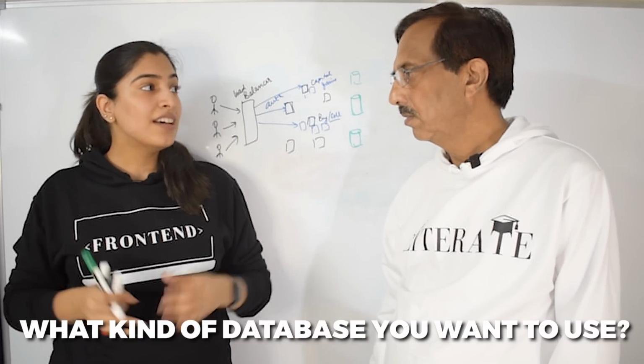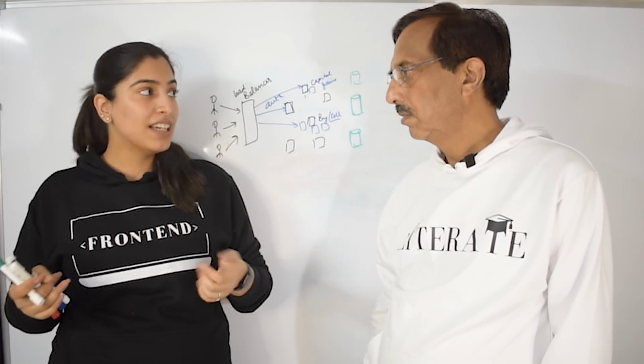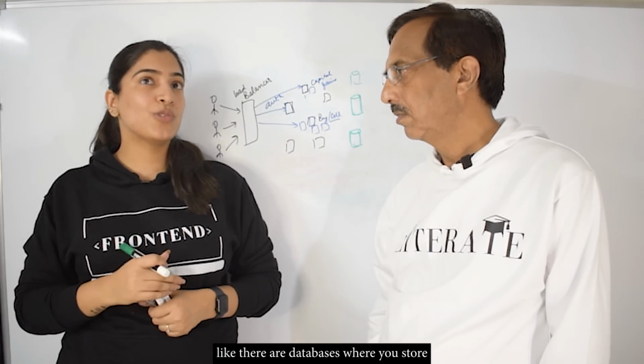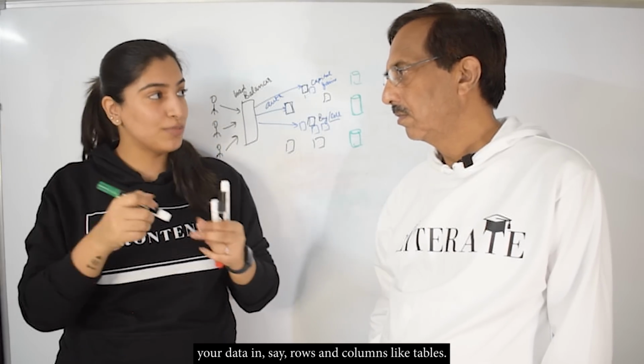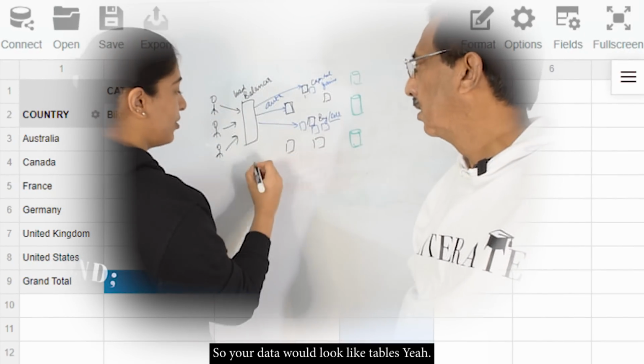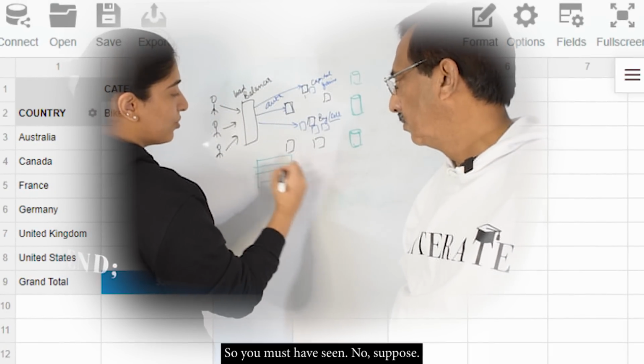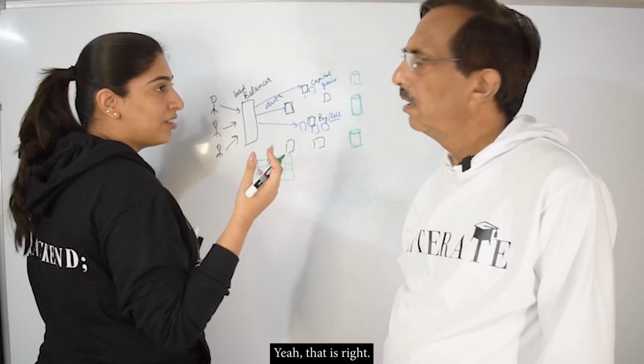Similarly over here also, based on the kind of data, you choose what kind of database you want to use. So there are different kinds of databases. Like there are databases where you store your data in say rows and columns like tables. So your data would look like tables. You must have seen, no?